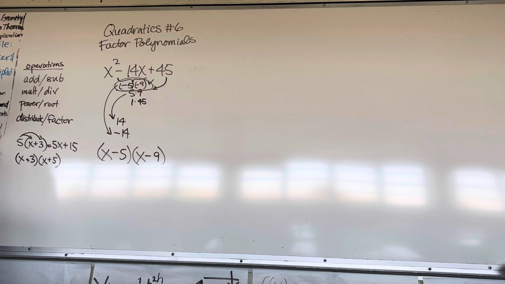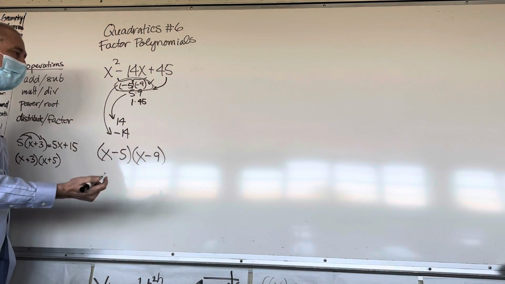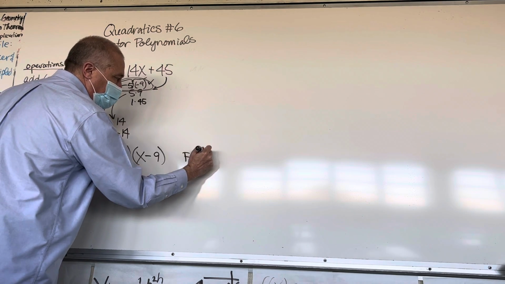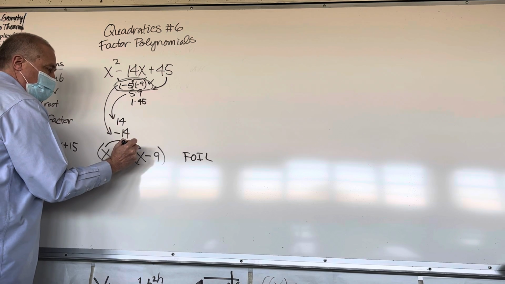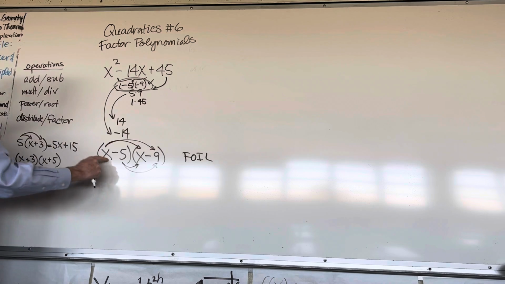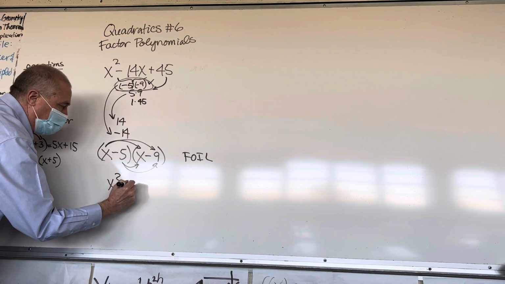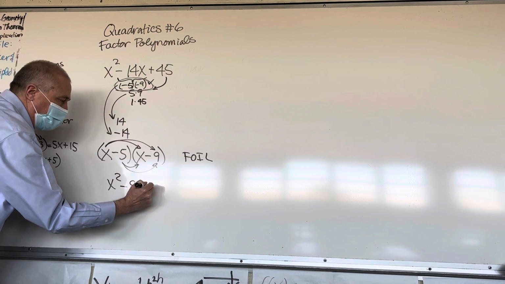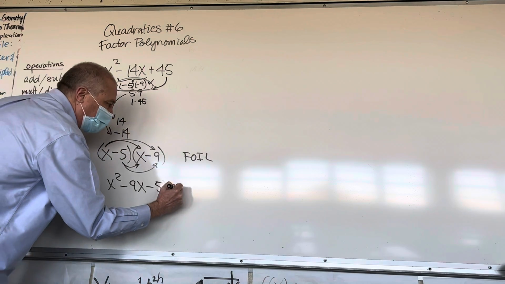Notice how much more complicated the factoring process is going backwards, right? Or division in this case, a method of division to get back to this. A lot more difficult. And let's prove it. Let's check it by doing FOIL quickly. What's FOIL stand for? Bingo. All right. So x times x, x squared. Outside negative 9 times x, negative 9x. Inside negative 5 times x, negative 5x. Last, negative 5 times negative 9. Negative times negative is positive, and a 45.